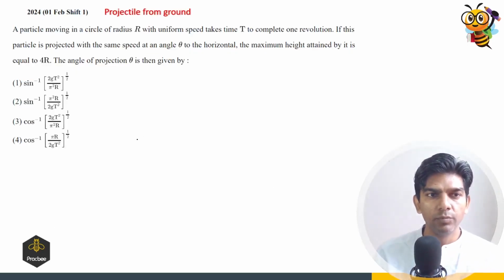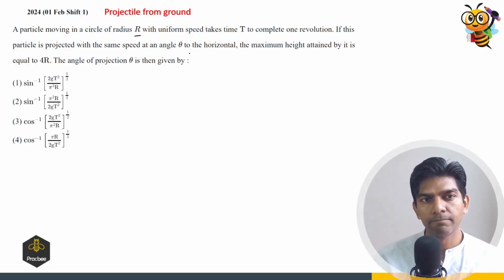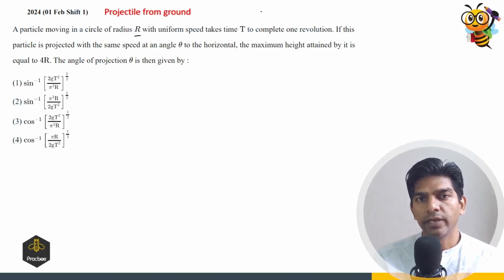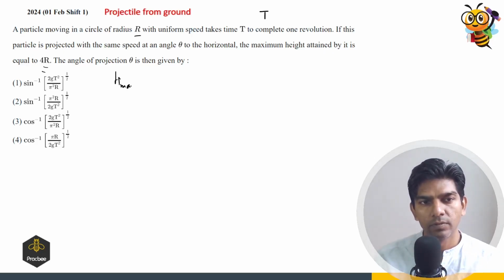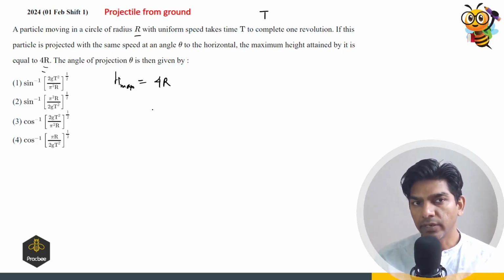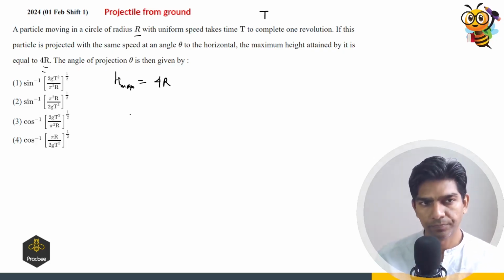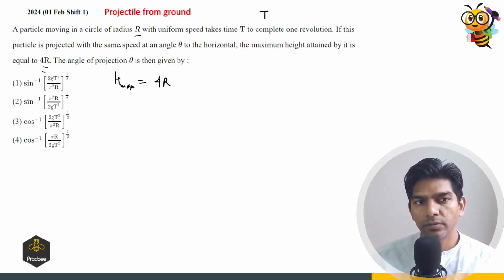So the particle moving in a circle of radius R with a uniform speed takes time T to complete one revolution. So time is given for a uniform circular motion. If this particle is projected with the same speed at an angle theta to the horizontal, the maximum height attained by it is equals to 4 times R. So h max is given as 4 times R, where R is not range, it is the radius of the circular path, right? The angle of projection is, so let us first find the speed of projection.